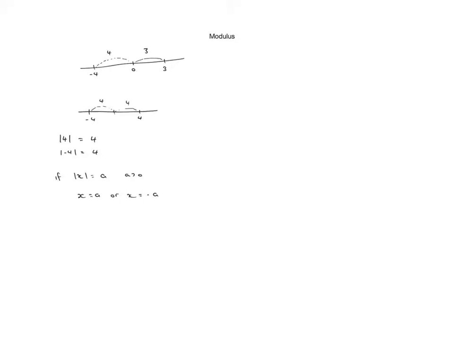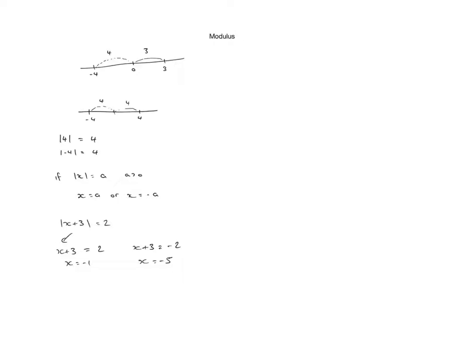So suppose that we were asked to solve the equation modulus of x plus 3 is equal to 2. Well, that essentially means that there are two solutions to this. We can say that x plus 3 is equal to 2, or x plus 3 is equal to minus 2. And we can just solve them as we normally would, and we get x is equal to minus 1 here, or x is equal to minus 5. So there's the two solutions.